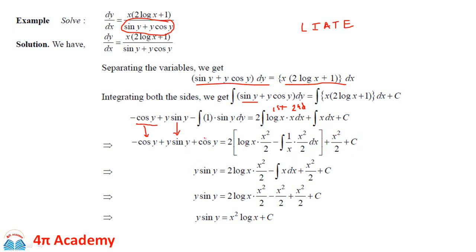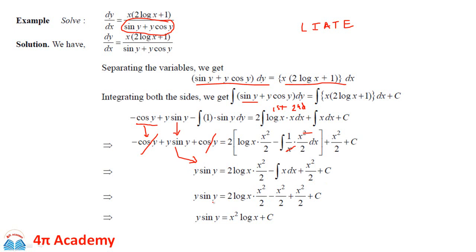Now here cos y plus cos y and minus cos y goes off, so we remain with only y sin y, and it should be equal to 2 log x into x square by 2 minus integration of x, because this x goes off with this x, so it will be only integration of x dx, plus x square by 2 plus c.